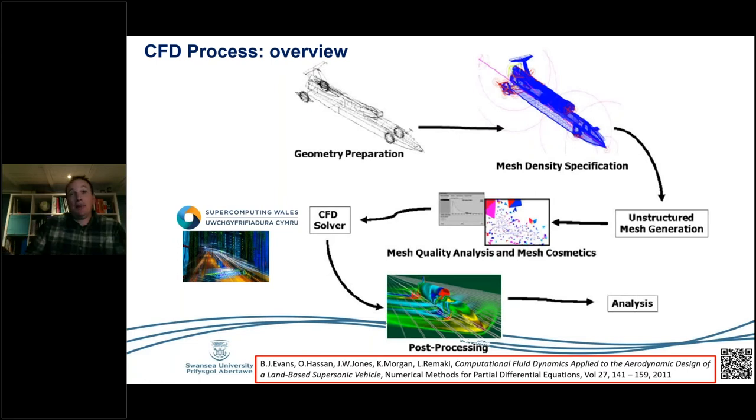And literally what we would do, once we get to the end of this flow loop, is sit down together, look at this data, and ask ourselves, well, what changes to the geometry do we need to make the car more efficient, whether that be minimizing the drag, minimizing the lift, whatever our objective is. If you are interested in the details of this process, there's a paper that we published best part of a decade ago now that explores exactly the methods we used.